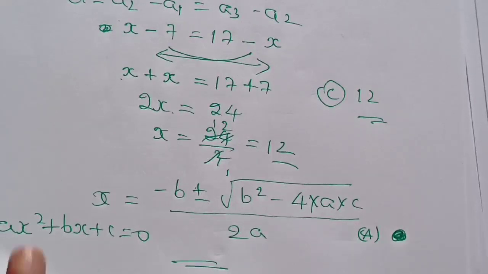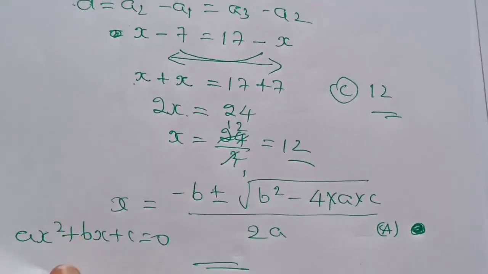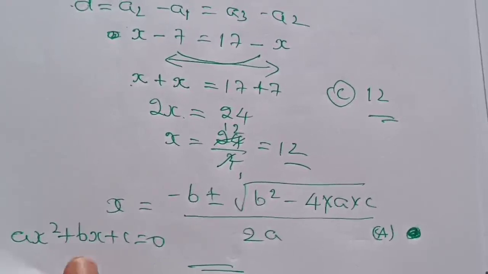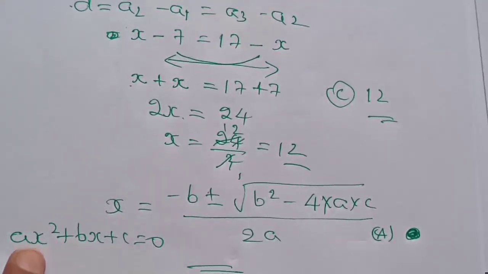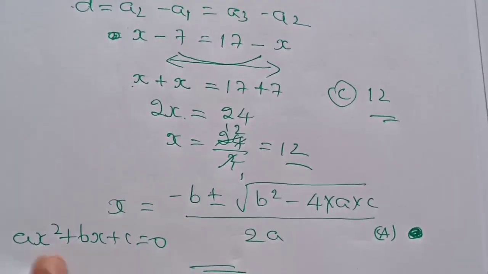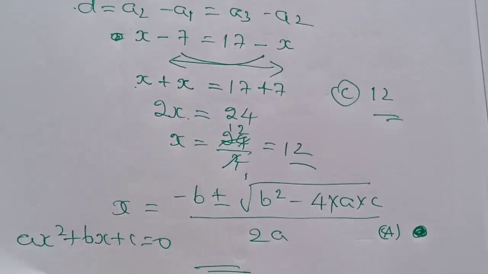So here I'll say another one, children. Here what is there on your screen, what I'm just showing, this will be the standard form of a quadratic equation. Ax square plus bx plus c equals to 0 will be the standard form of a quadratic equation. The same question can be asked in the examination. What is the standard form of a quadratic equation? So the answer will be ax square plus bx plus c equals to 0.